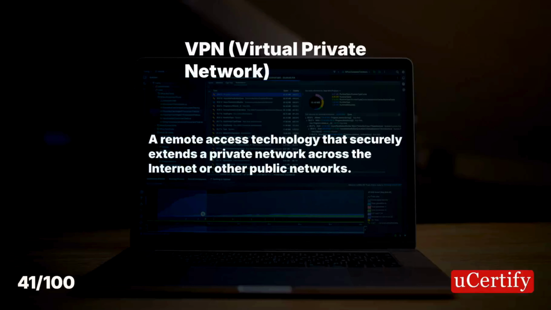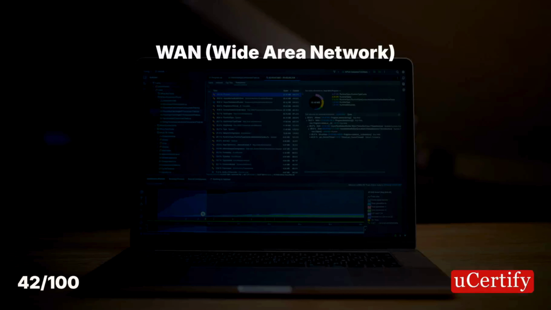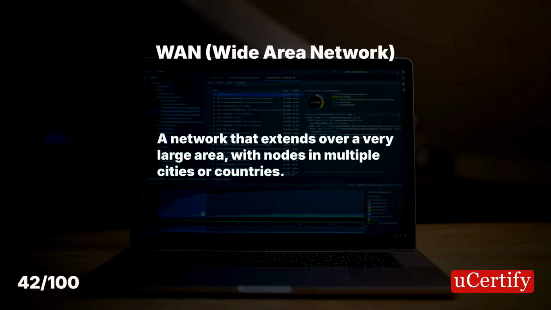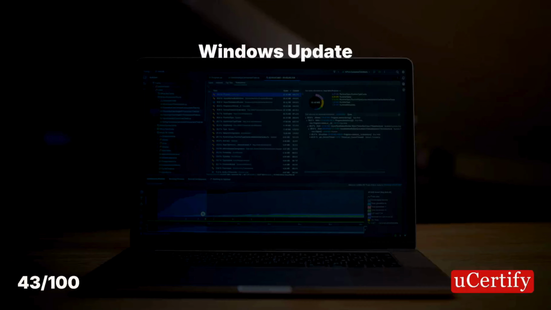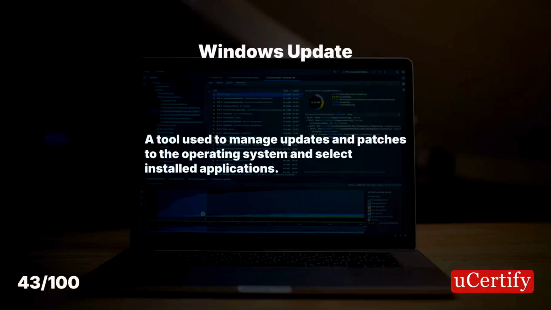Definition: a remote access technology that securely extends a private network across the internet or other public networks. Term: WAN, Wide Area Network. Definition: a network that extends over a very large area, with nodes in multiple cities or countries. Term: Windows Update. Definition: a tool used to manage updates and patches to the operating system and select installed applications.